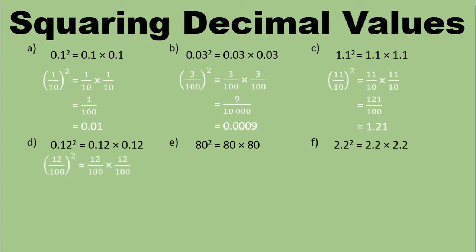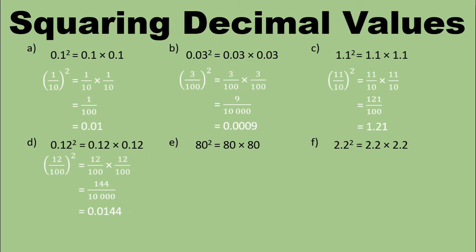Again, we should know our square numbers. 12 squared is 144, and 100 squared we've done in question B. That's 10,000. So 144 over 10,000, that's 144 divided by 10,000. Move your decimal place 4 places, so that's going to be 0.0144.